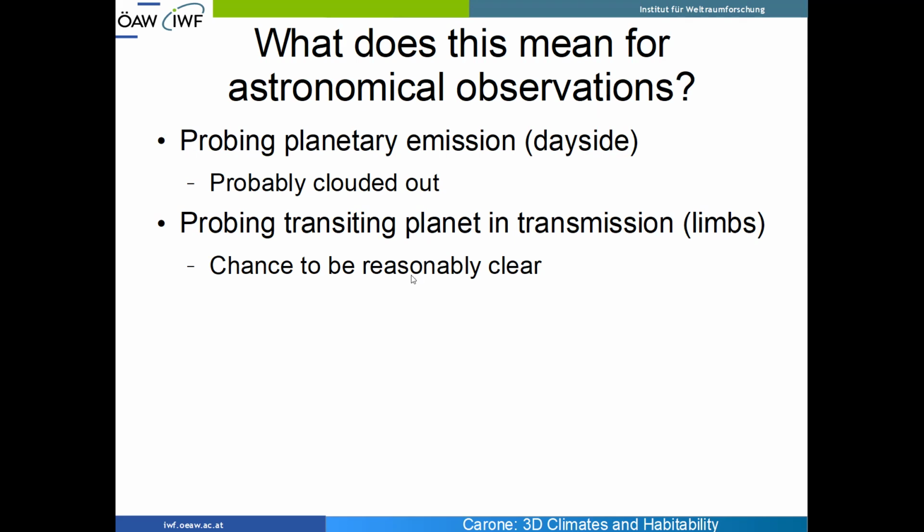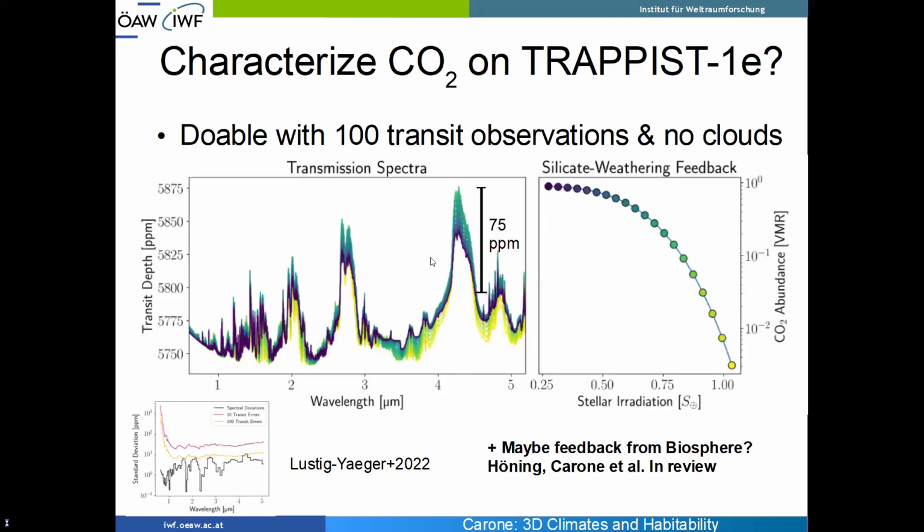And there's a high chance in both climate states that they might be reasonably clear, which means, in principle, my money is on transmission spectra. And here's work from Lucy Jäger, 2022, who investigated how an Earth-like planet would look on TRAPPIST-1e, and specifically what would happen if the silicate weathering feedback became weaker and weaker. The silicate cycle becomes less and less, which means that the CO2 abundances are rising. And this is the outcome in transmission. The signal of the CO2 at 4.3 microns is very strong.